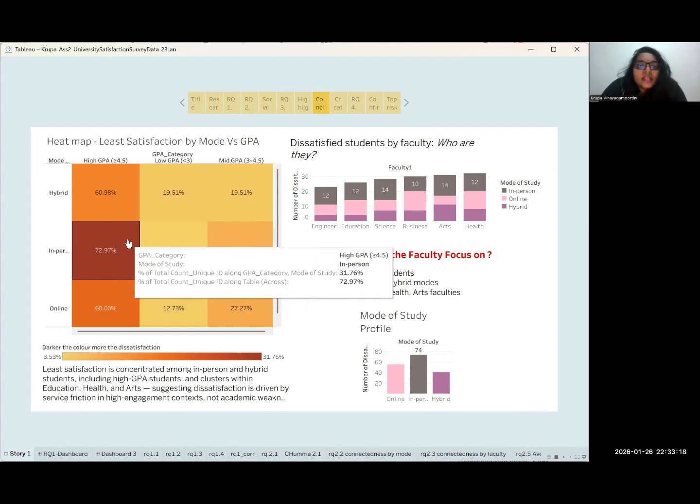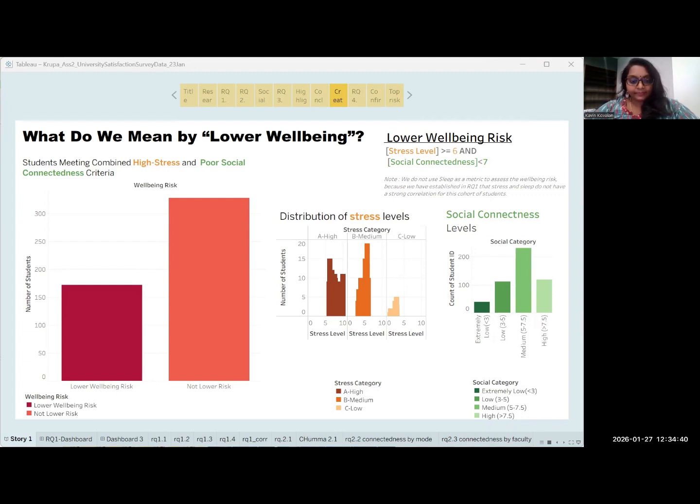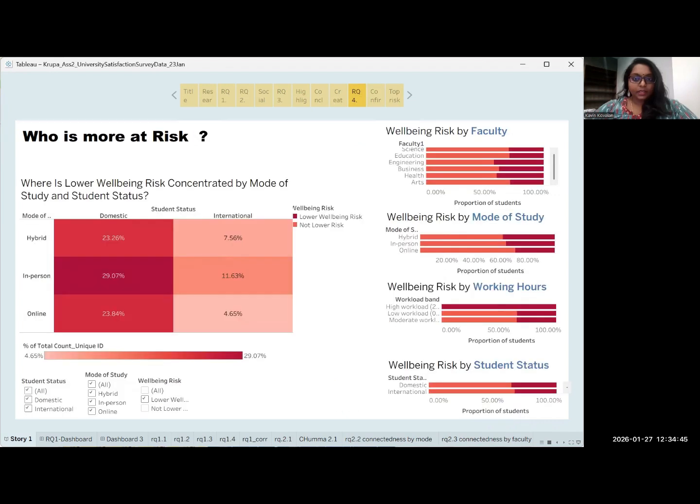In-person students at 72.97%. When we break this down, patterns begin to appear. The students with the maximum risk are domestic, in-person students, it seems. And across faculty, you notice again it's clustered. Health and engineering are the departments that are worse off, and there's a sharp increase when students have a high workload, suggesting there's a cumulative pressure. It's not just a single cause.